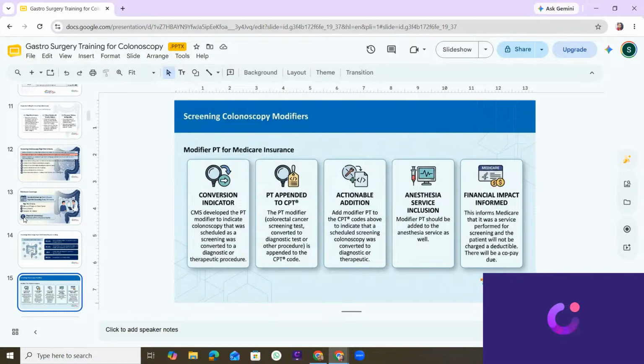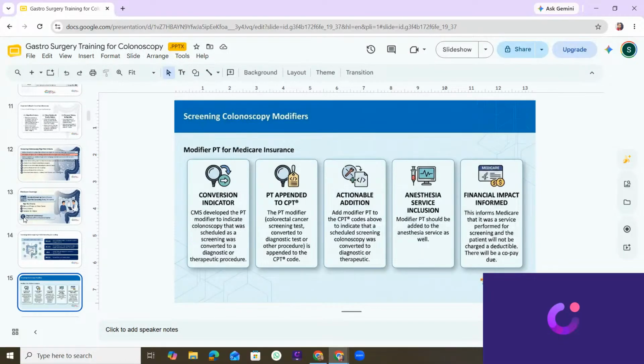For screening colonoscopy, there is a modifier: the PT modifier for Medicare insurance. So you will see here a converted indicator. CMS developed the PT modifier to indicate that a colonoscopy scheduled as screening was converted to a diagnostic or therapeutic procedure. The PT modifier, colorectal cancer screening test converted to diagnostic test or other procedure, is appended to the CPT code. Add modifier PT to the CPT code above to indicate that the scheduled screening colonoscopy was converted to diagnostic or therapeutic.